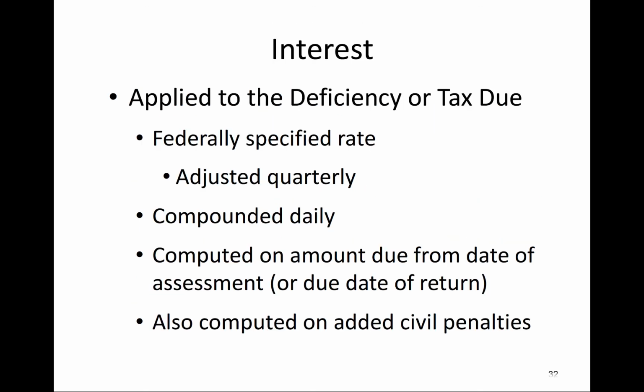Interest. So interest, in addition to penalties, interest can take place if you fail to file, failure to pay, those kind of things. It's a federally specified rate, the AFR, adjusted quarterly. It's compounded daily, so that's obviously a big thing if you know about finance and accounting. Compounding is huge, and when you compound daily, that can really add up.